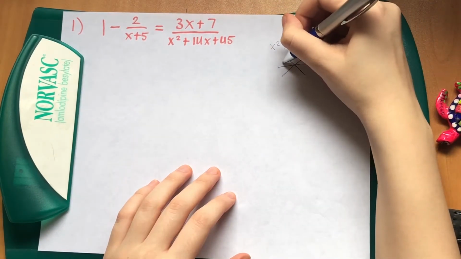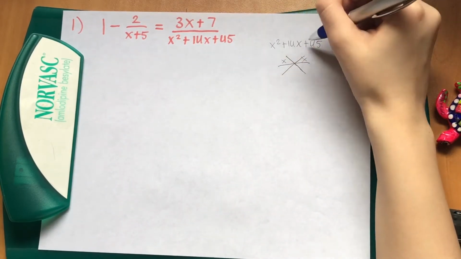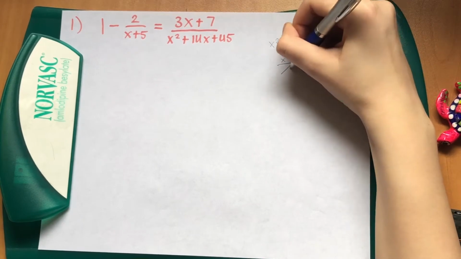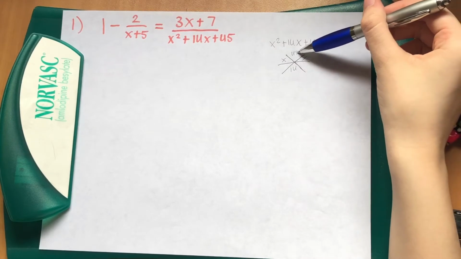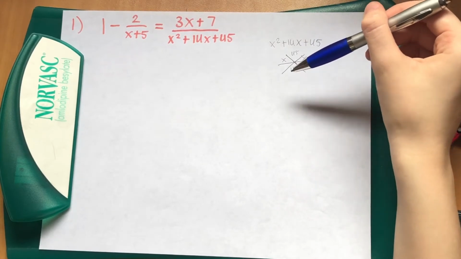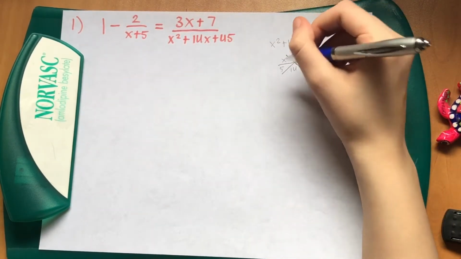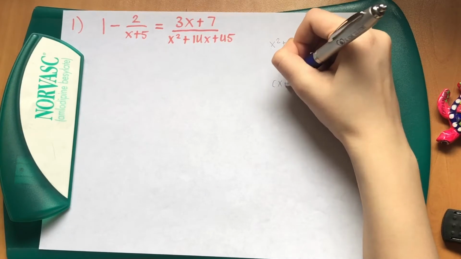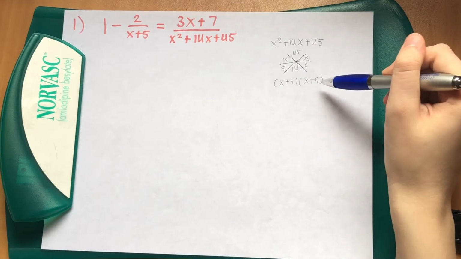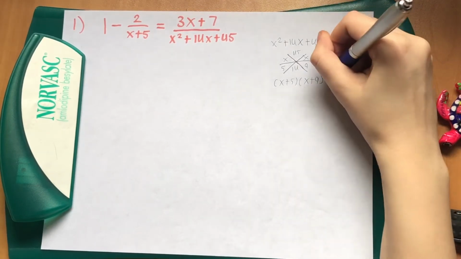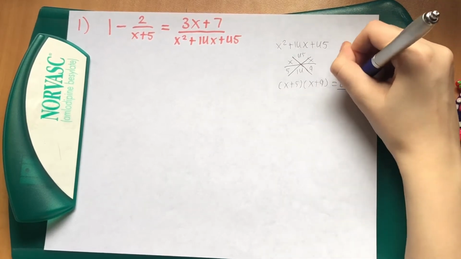Our a is over here. We have x. We don't have anything here, we just have x. And then we have 45 and 14. We have to find two numbers that multiply to 45 and add up to 14. So for us, this would be 5 and 9. So we have x plus 5 and x plus 9. So what do you do with this information? This is our new LCD, least common denominator.